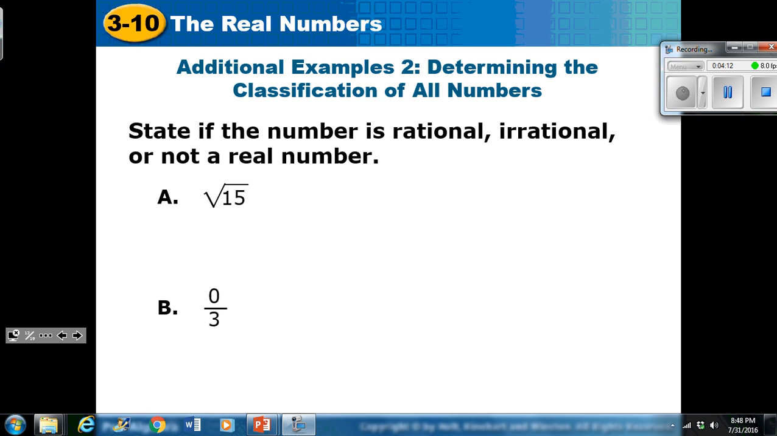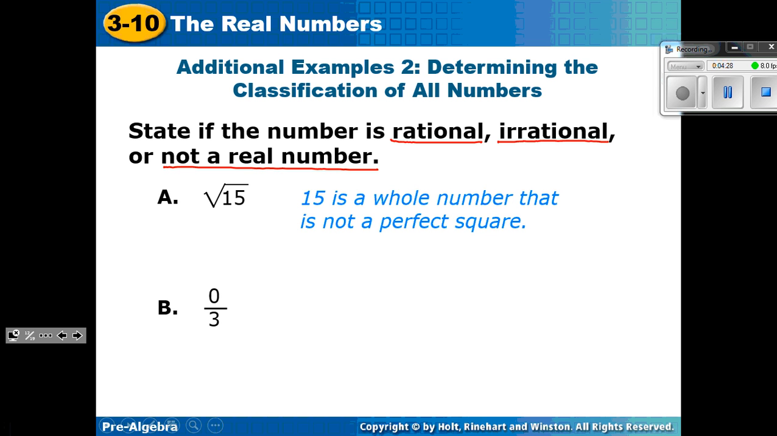Now sometimes you get a set of directions that is a little bit different. Here they're giving you 3 choices. You can choose rational, irrational, or not a real number. So you're just going to pick one thing, and that's it. The square root of 15 is a whole number that is not a perfect square, so it is considered to be irrational. 0 over 3 is just 0 divided by 3. It simplifies to 0, and 0 is a rational number.